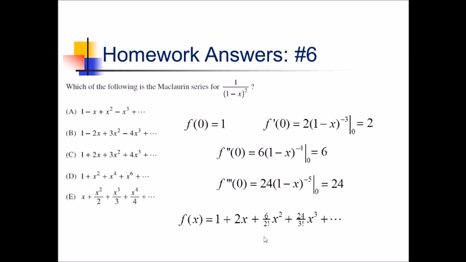Let's go ahead and simplify this since none of these answer choices have factorials in them. So this expression here, this is really just 6 over 2, which is 3, and this is really 24 over 6, which is 4. So we have 3x squared and 4x cubed, which is kind of cute. That gives us answer choice, let's see here, 1 plus 2x plus, there we go, answer choice C.